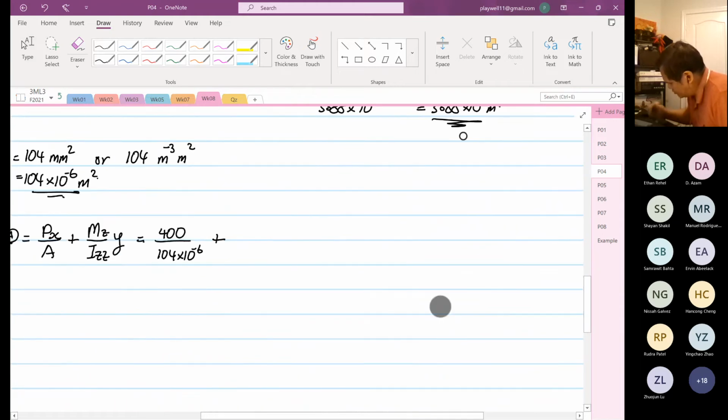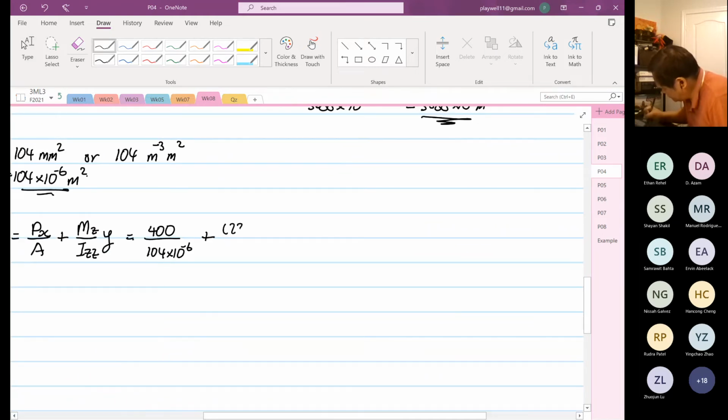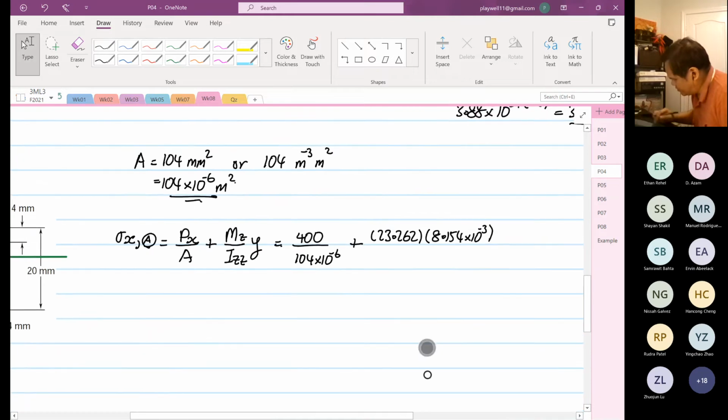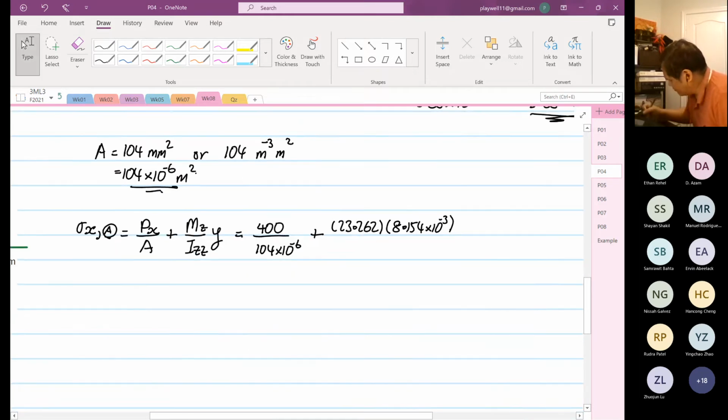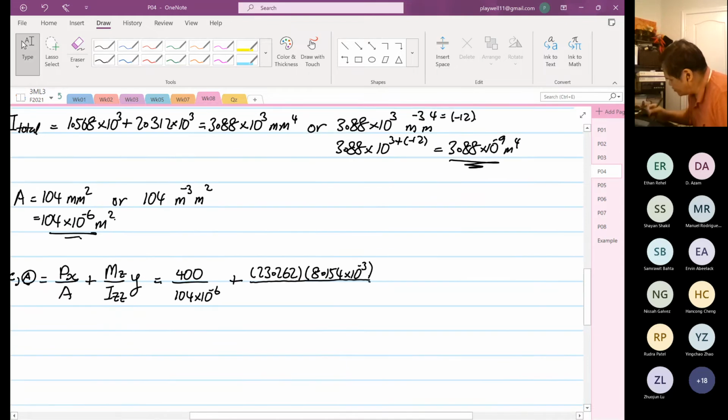23.262. Good. Multiply by 8.154. We take 8.154 because it's the position at point A. And we know it's tensile, that's why plus. And then we divide by 3.88 times 10 to the power minus 9.